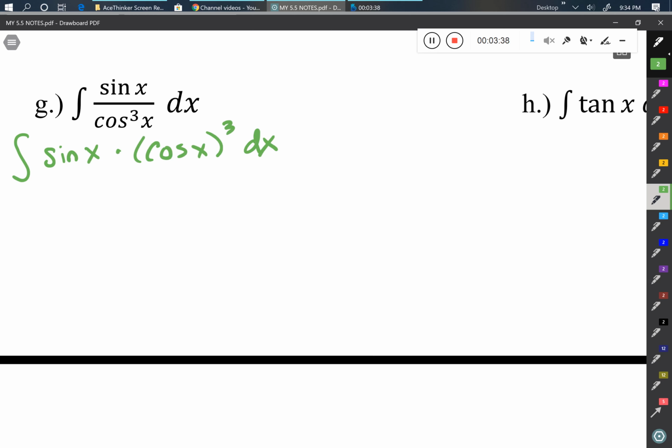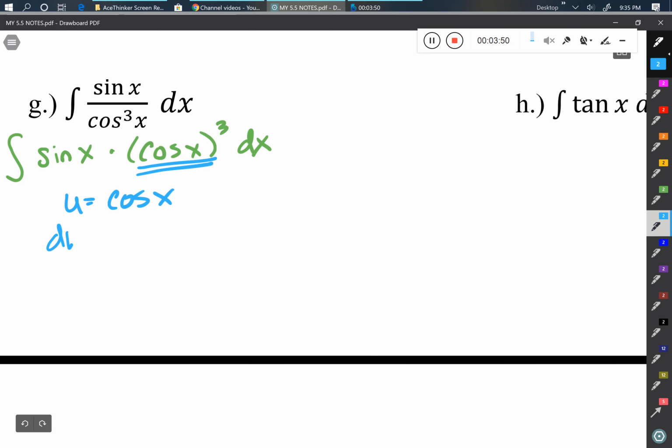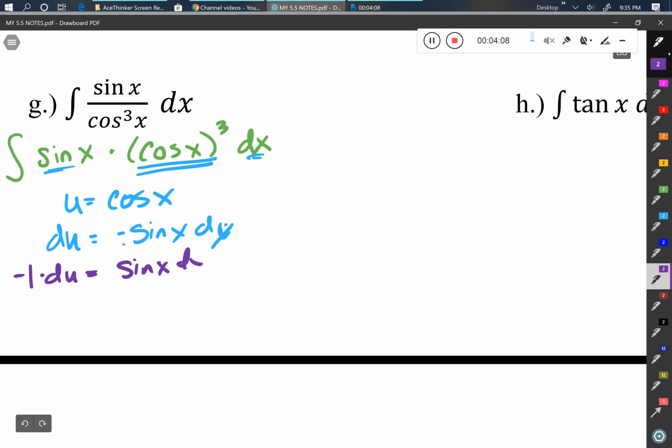Okay? So here we go. I'm seeing composition, so I will get u be the inside of the composition, and then the differential du is going to be the derivative of cosine. Derivative of cosine is negative sine of x dx. I'm seeing the dx, I'm seeing the sine, I'm not seeing the negative, so I'll just modify that down here and call this negative 1 times du is equal to plain old sine x dx. Now everything matches, so I can perform the substitution.